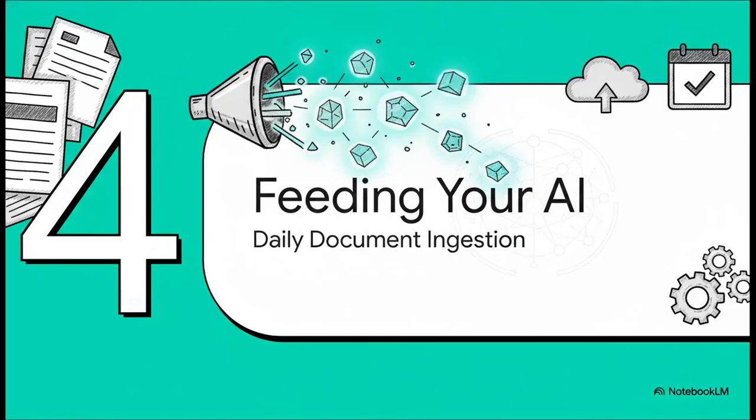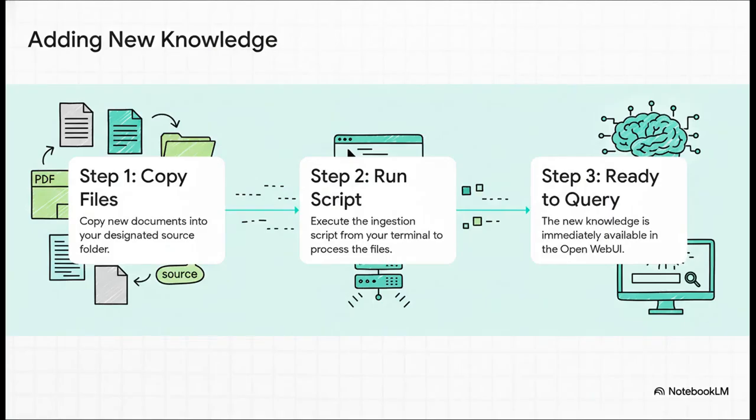Okay, so our system is alive, but right now it's basically an empty brain. So now it's time for the most important step, feeding it. Section 4 is all about the daily workflow for adding your documents so the AI can actually learn from them. The process for adding new knowledge is designed to be super simple and repeatable. You just copy your new documents, PDFs, text files, whatever you've got, into a special source folder. Then you run one simple script from your terminal, and that is it. The knowledge is immediately available for your AI to use.